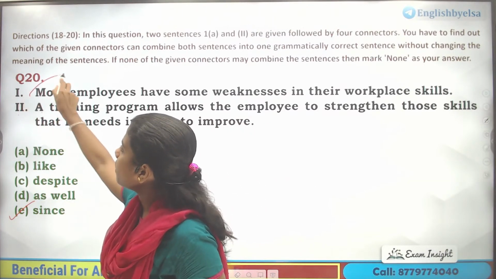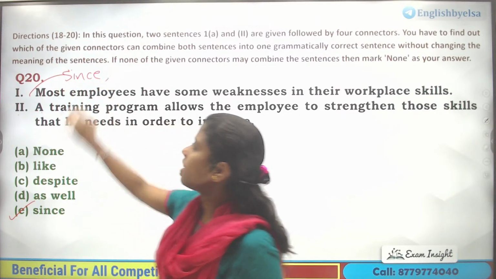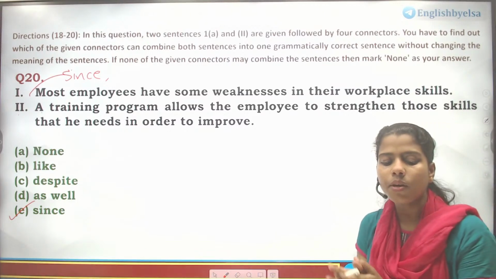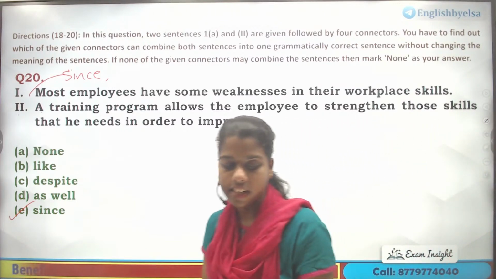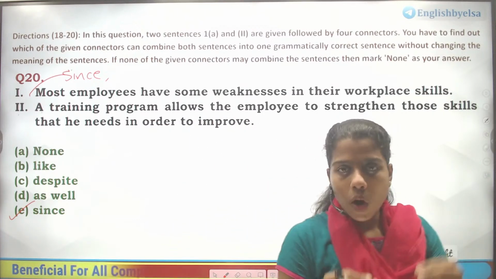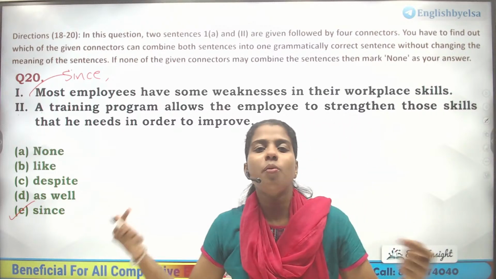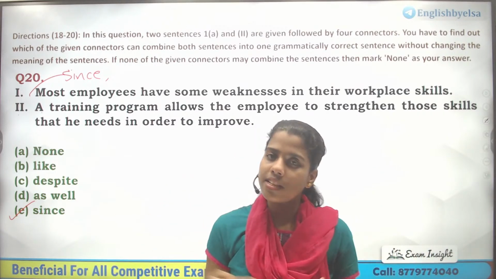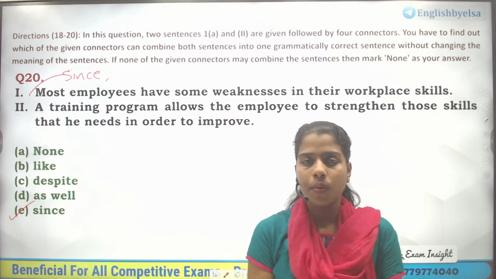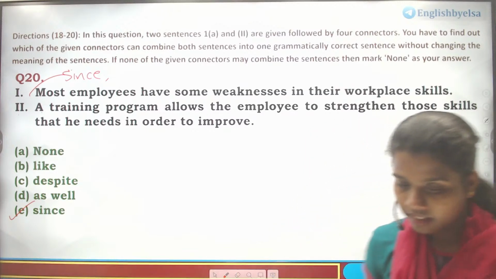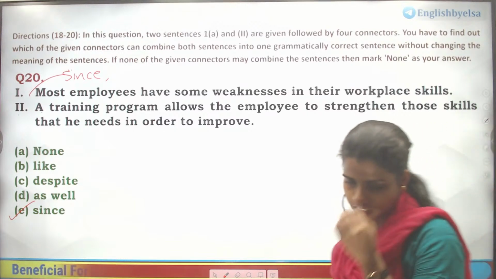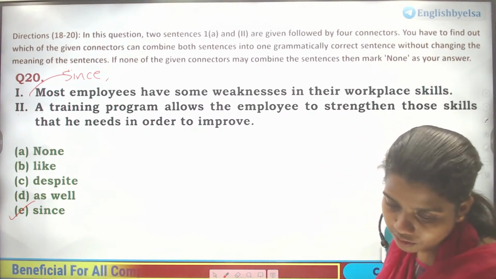This here I will have to put in since. Now read the sentence. Since most employees have some weaknesses in their workplace skills, a training program allows the employee. Without changing the meaning, I have to make these two sentences into a single sentence. That is what the question needs me to do. I can do it anyhow. Yes, Tejaswini also correct for this question.